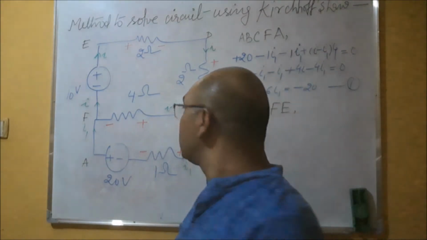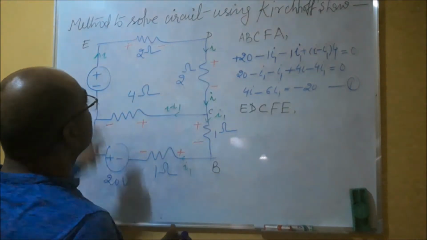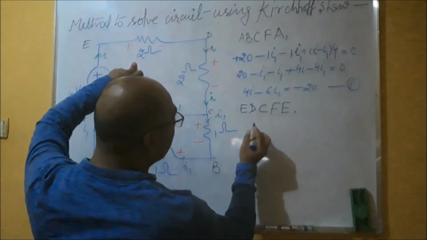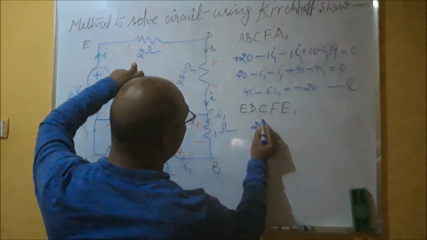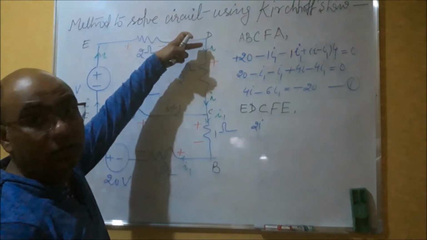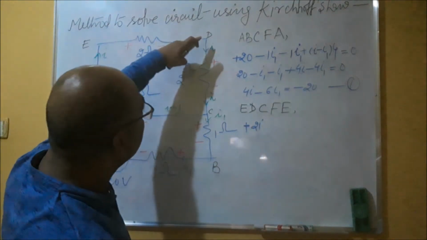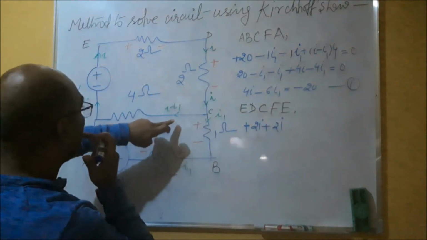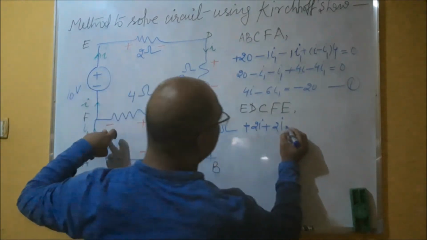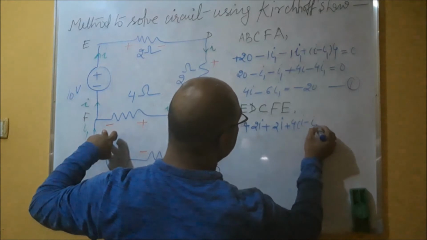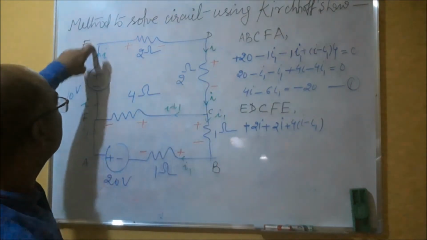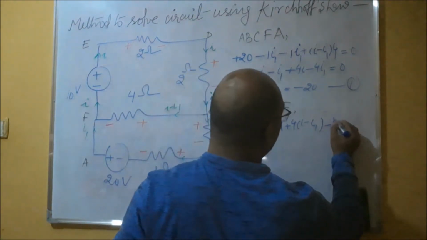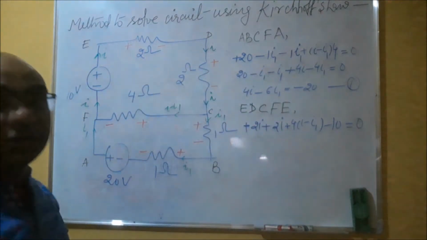Okay. So for this, I'm writing again. Moving from E like this, what is the value of current times 2? So plus 2I. Coming here from D to C, again plus 2I. Again come here, so plus 4 times I minus I1. And when you go from F to E, so minus 10 equals 0. Is it fine?